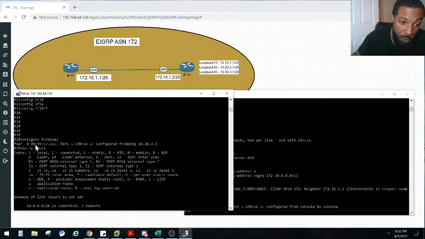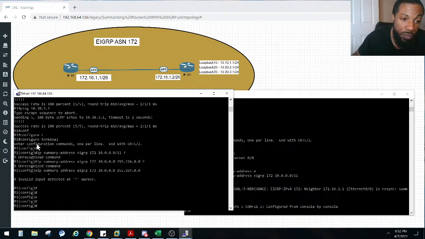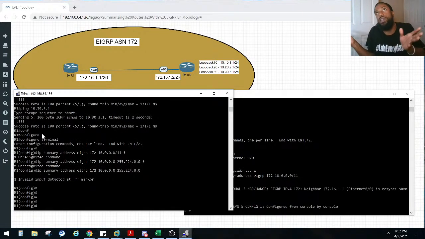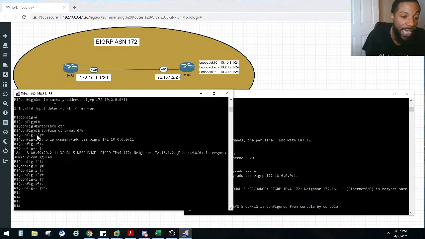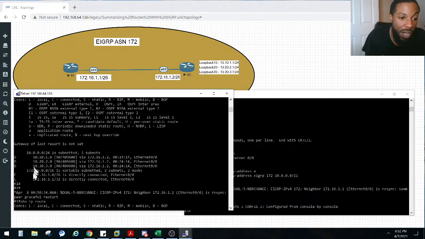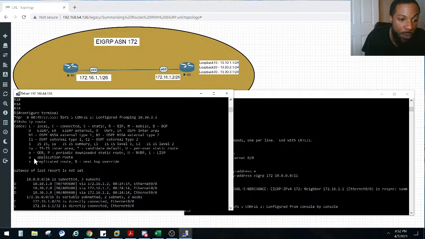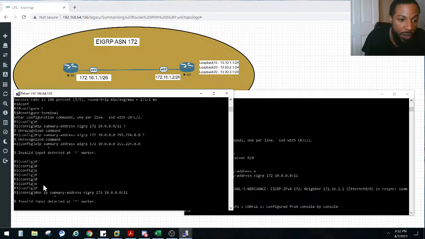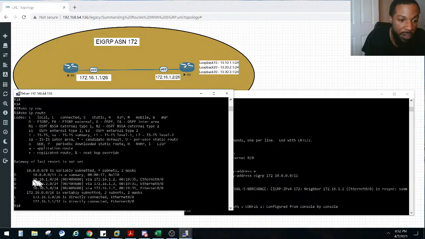So not only what I did there, and I'm glad I did that too. This is why we need to lab every day. Because if I didn't think about doing this, I would just be like, okay, yeah, I know how to do summary routes, right? But what happens if you do it on the other side, right? And this is what I did here, and I'm glad I made this mistake, right? Not only do we have our individual routes learned by EIGRP, right?